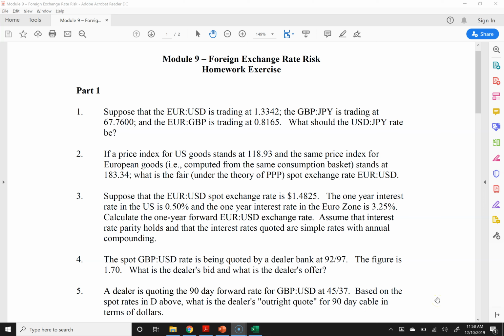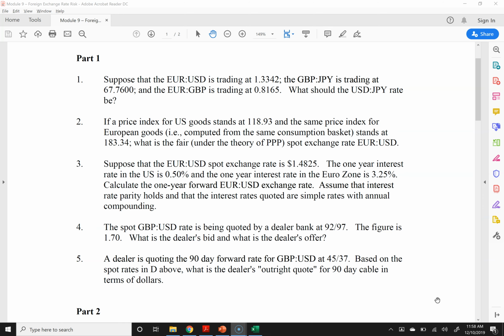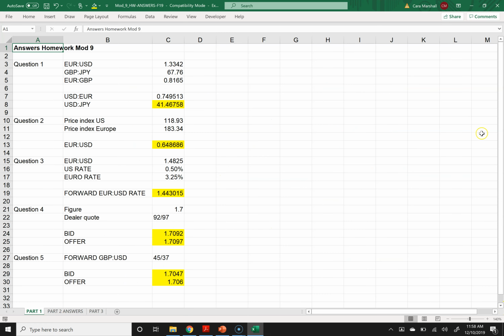So we're just going to spend a few minutes here going over the answers to Module 9 homework on FX risk. First part was pretty straightforward, just really looking at how we can calculate different FX rates and other kind of related information. So let me pull up my Excel file so you can see my calculations. So here you can see question 1, just kind of given the data that we had.